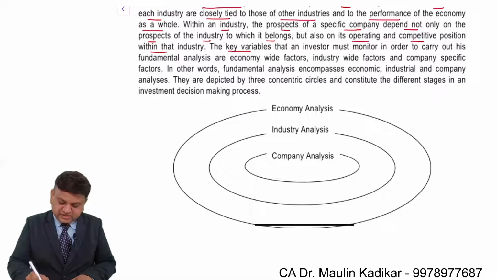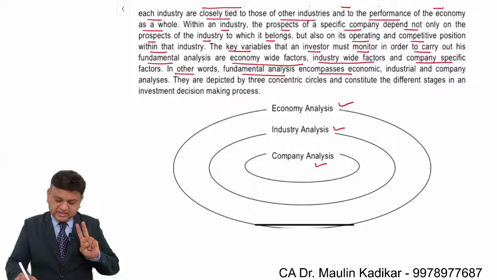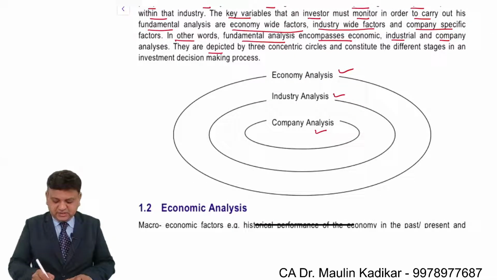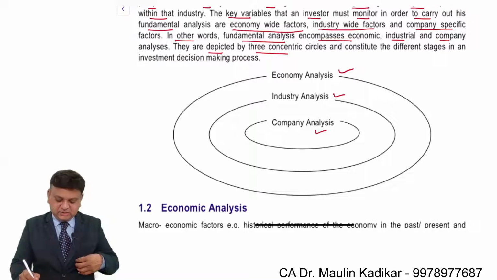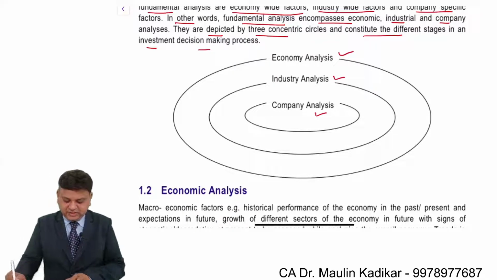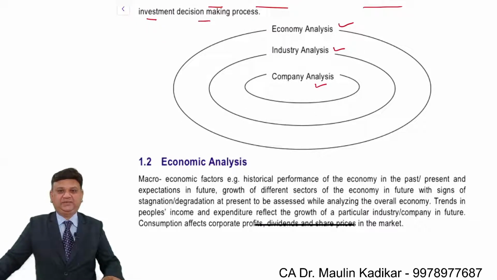The key variables that an investor must monitor in order to carry out his fundamental analysis are economy-wide factors, industry-wide factors, and company-specific factors. In other words, fundamental analysis comprises of one, economic, second, industry, and third, company analysis. They are depicted by three concentric circles, and constitute the different stages of the investment decision making process. This is what we understand.